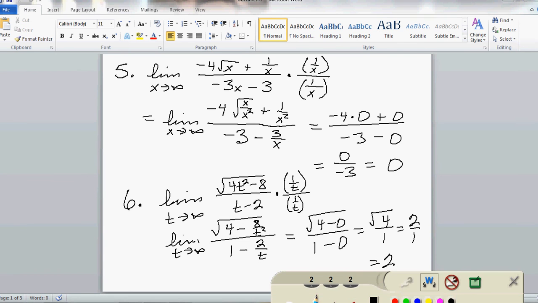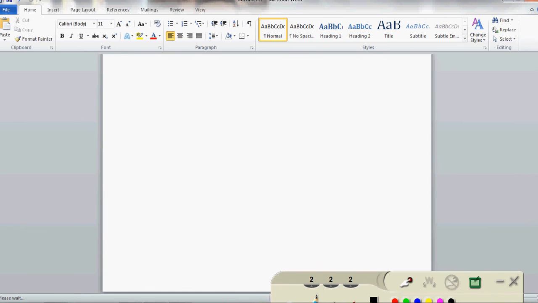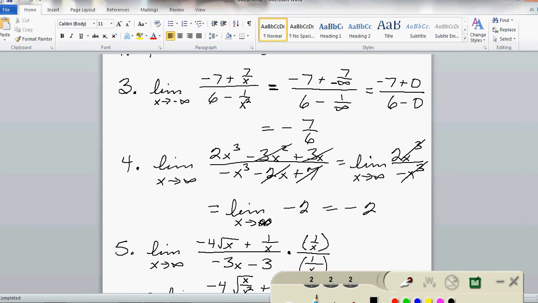Once again, if you graph this, it becomes very, very important. It just proves the point that it just seems to get closer and closer to the value of 2.